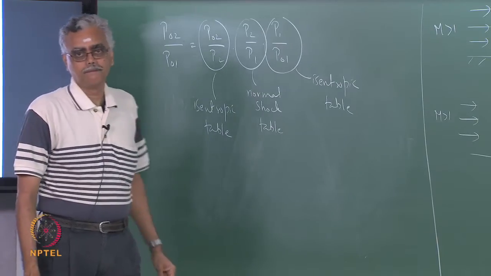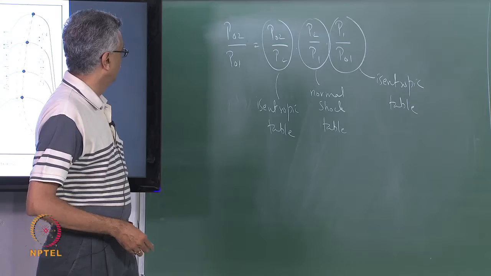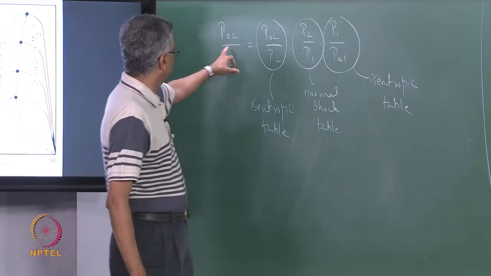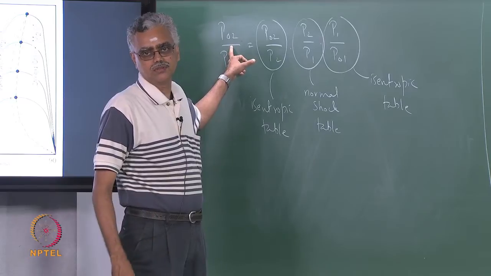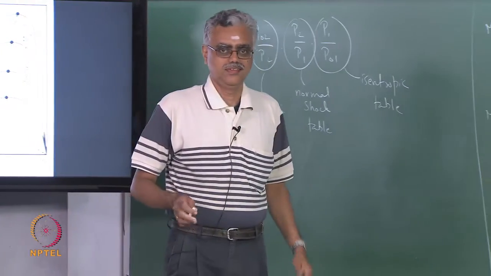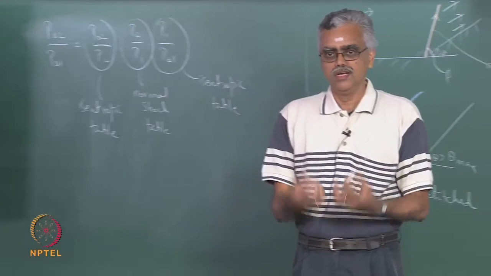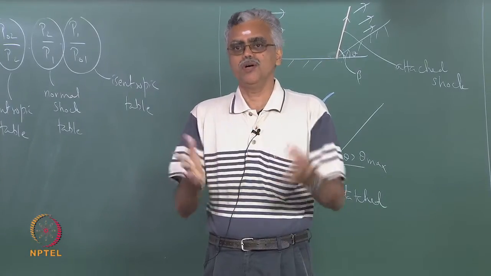Will P02 by P01 be equal to P0N2 by P0N1? No, that is what I said. This is stagnation pressure. There is no component for a stagnation pressure. What do you mean by P0N2? Remember, stagnation pressure by definition is when you take the flow and decelerate it isentropically to velocity 0. That means all components are becoming 0.